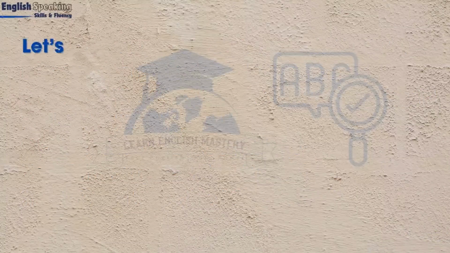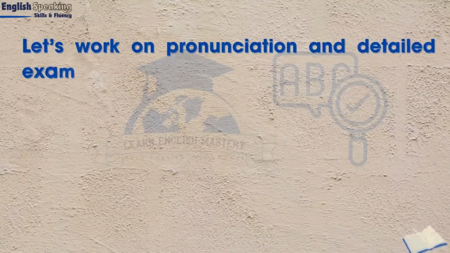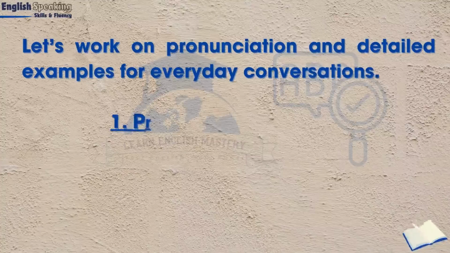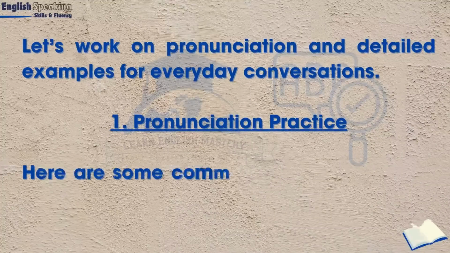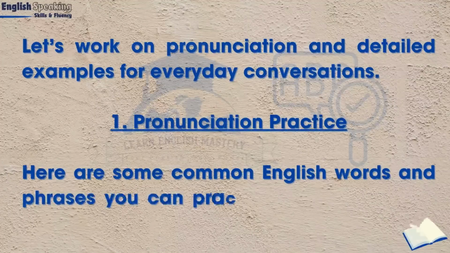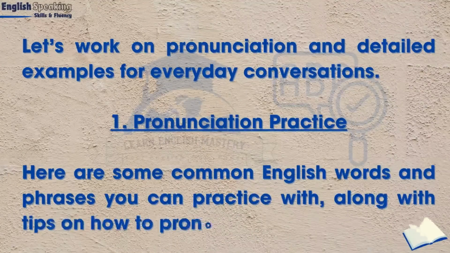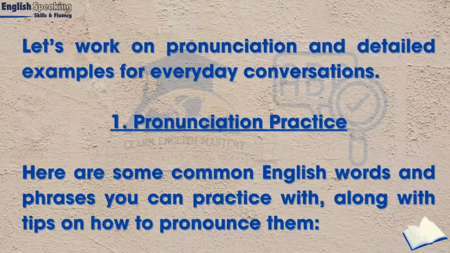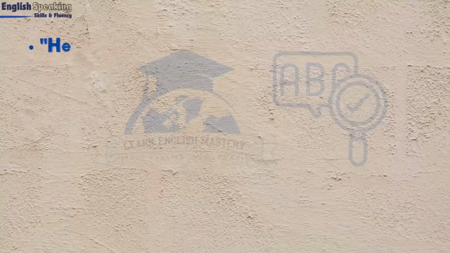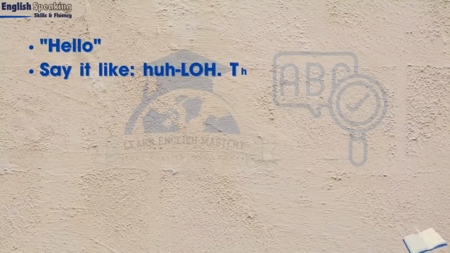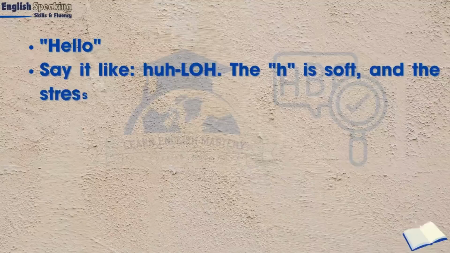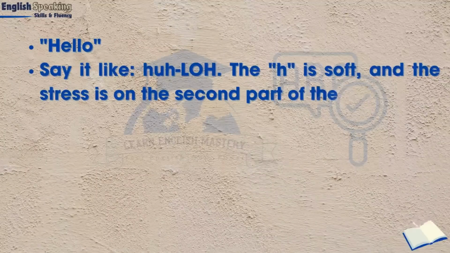Let's work on pronunciation and detailed examples for everyday conversations. 1. Pronunciation practice. Here are some common English words and phrases you can practice with, along with tips on how to pronounce them. Hello. Say it like, "Hello." The H is soft, and the stress is on the second part of the word.